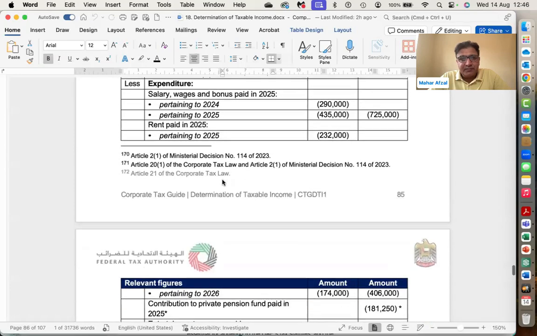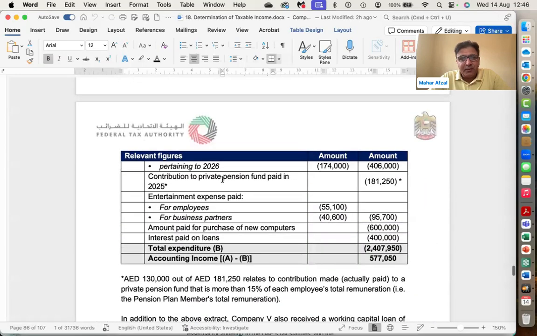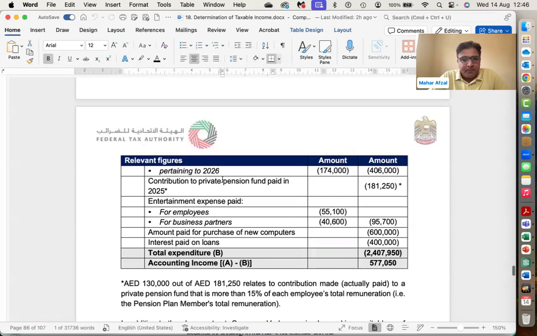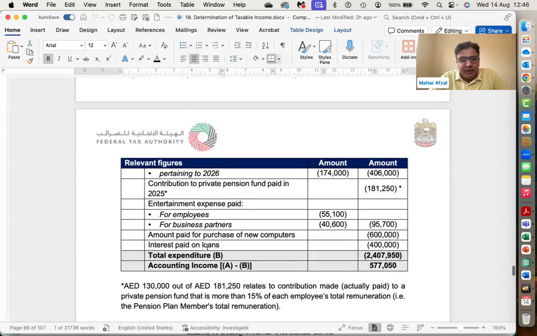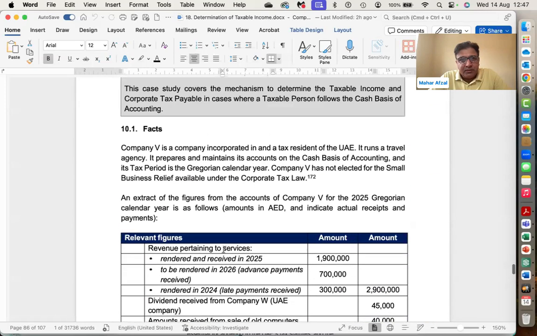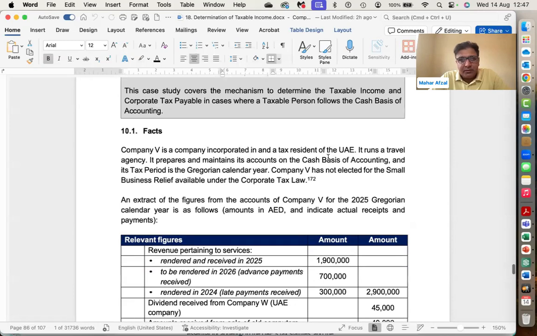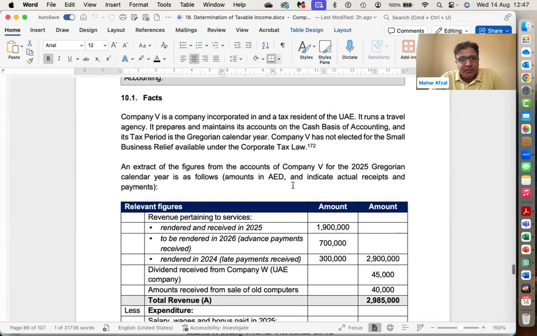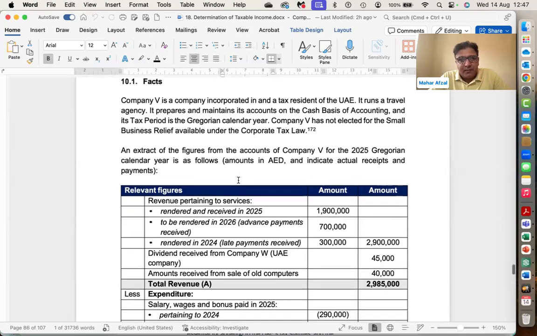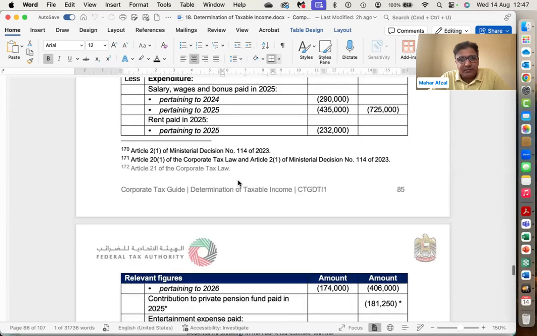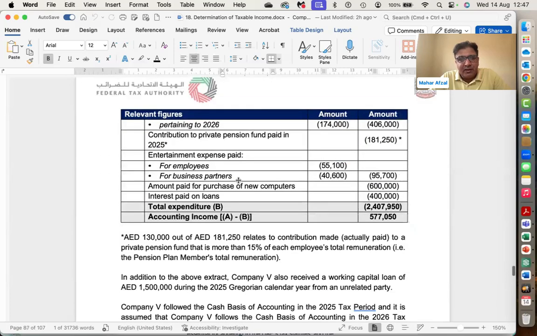This is basically, again, the profit and loss is given. If I'm taking 577,050, interest paid on loans. Company B runs a travel agency, cash basis of accounting, elected for small business relief. Actual receipts. If the loan is less than 12 million, they can claim 100%.